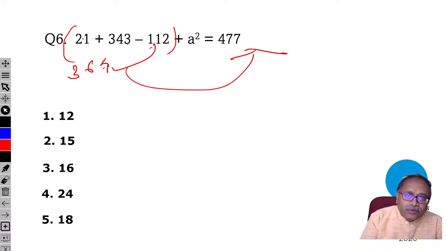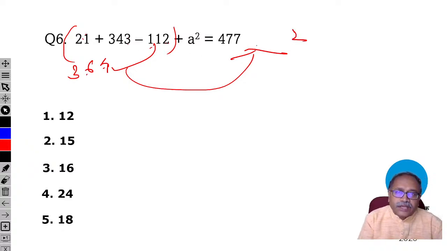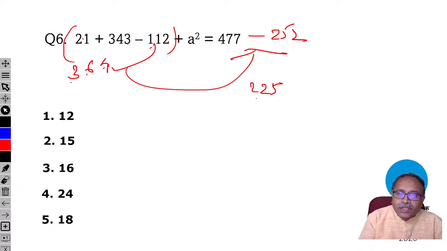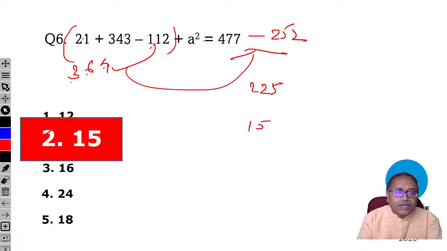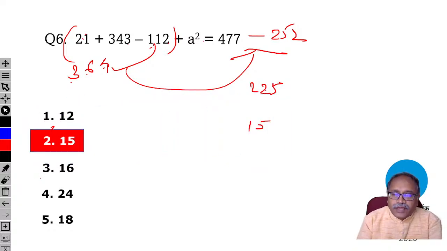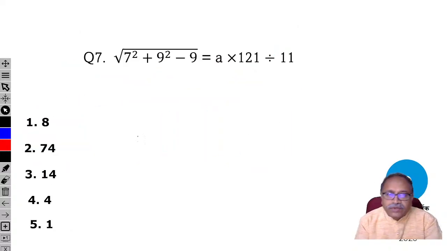So 4 minus 2 is 2 and 6 minus 1 is 5, and then 3 minus 1 is 2. So subtract these, then this is 5 and then 2 and 2. So a square is 225, then a will be 15. So do we have 15? Option choice 2. That's right. Okay, let's move on to the next, my friends.